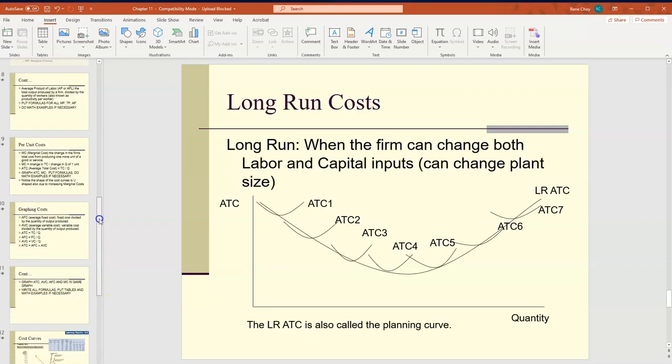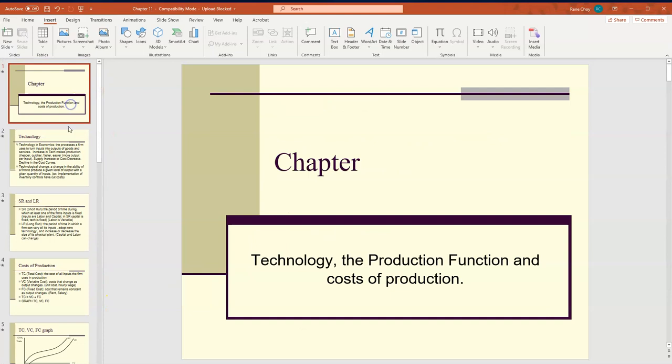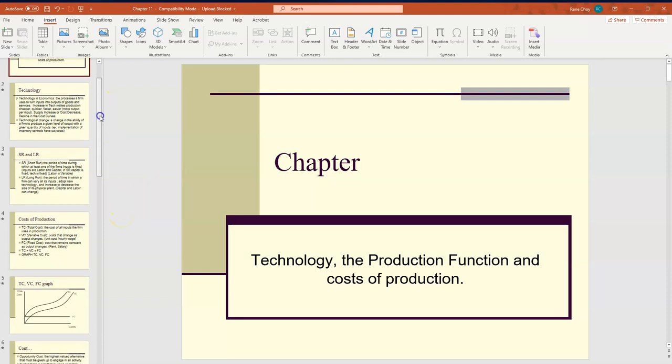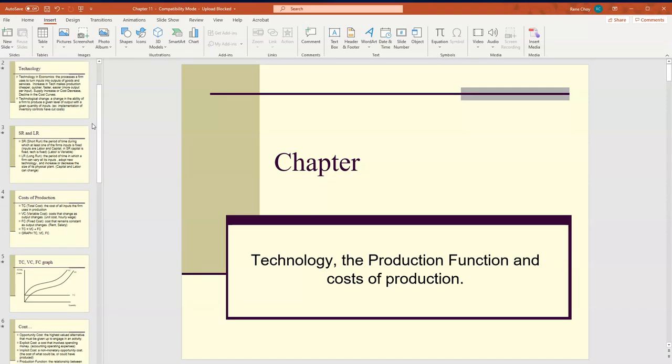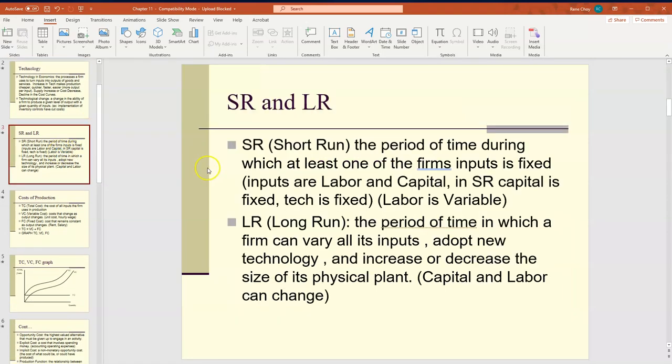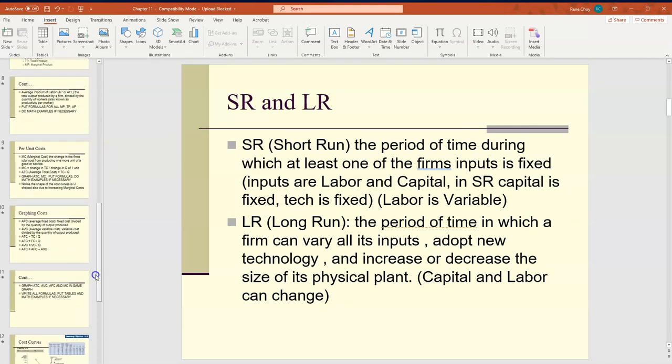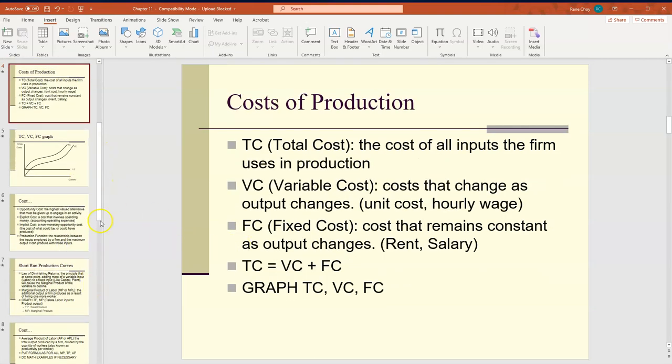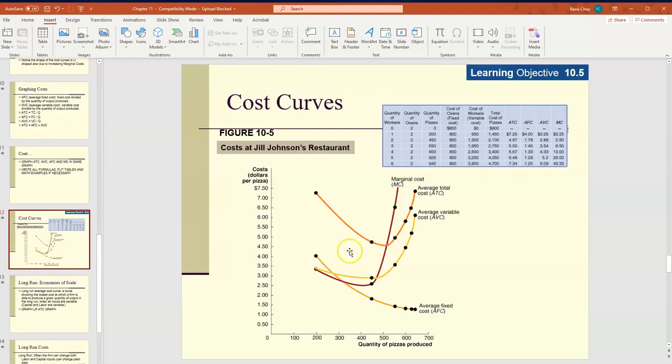I hope this particular chapter was helpful, understanding technology, the production function, and the costs of production. All right. The biggest takeaways, by the way, from this particular chapter that you need to remember for subsequent chapters is you need to remember the differences between short run and long run, and you need to remember the cost structures for companies. So you need to remember this slide here where we graph average fixed cost, average variable cost, average total cost, and marginal cost.